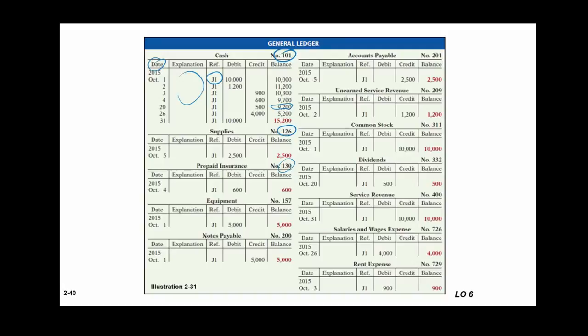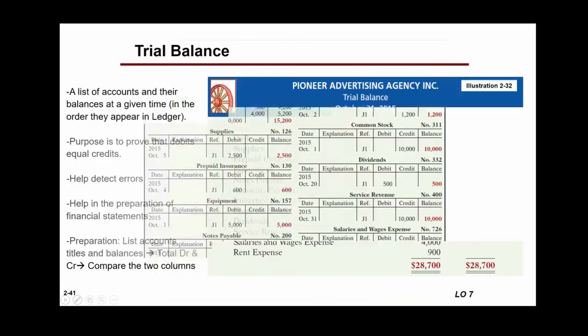And as you can see, accounts are usually presented in this order. First, you have assets, then you have liabilities, then stockholders' equity, and stockholders' equity is presented in this order as well: common stock, dividends. And then you have the revenues and expenses. So we start first with balance sheet accounts on the ledger, as we talked about last time, and then we have the income statement accounts. Any questions?